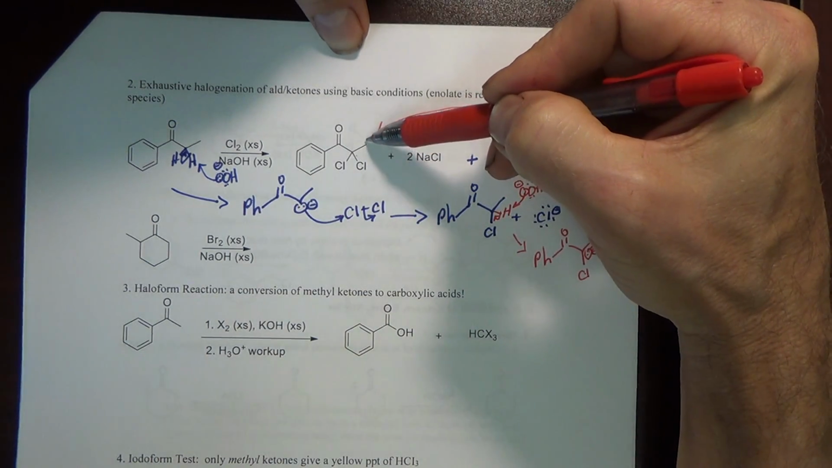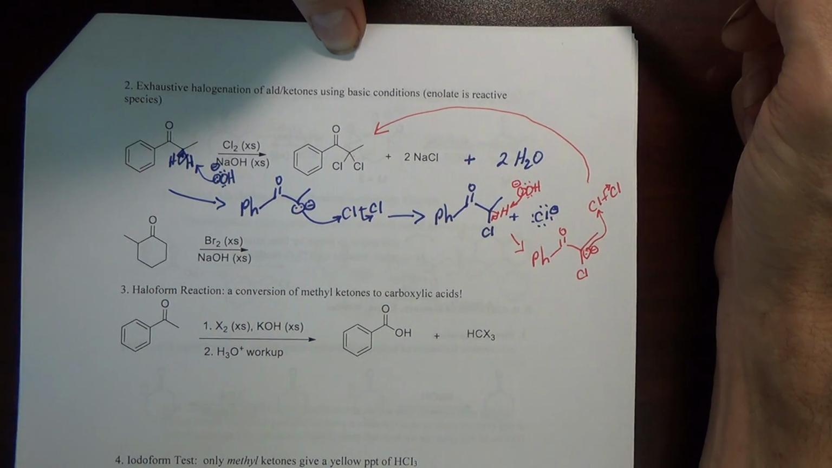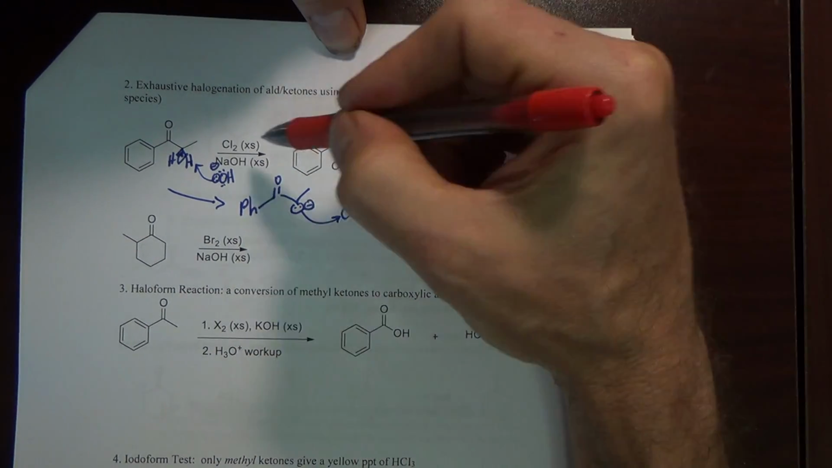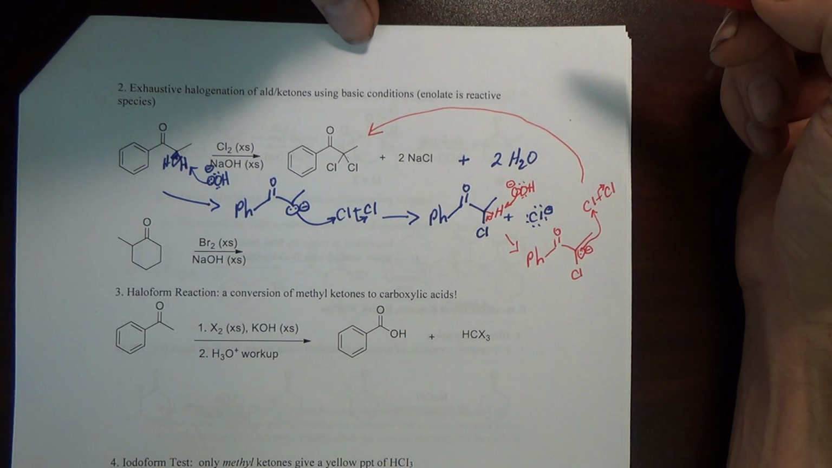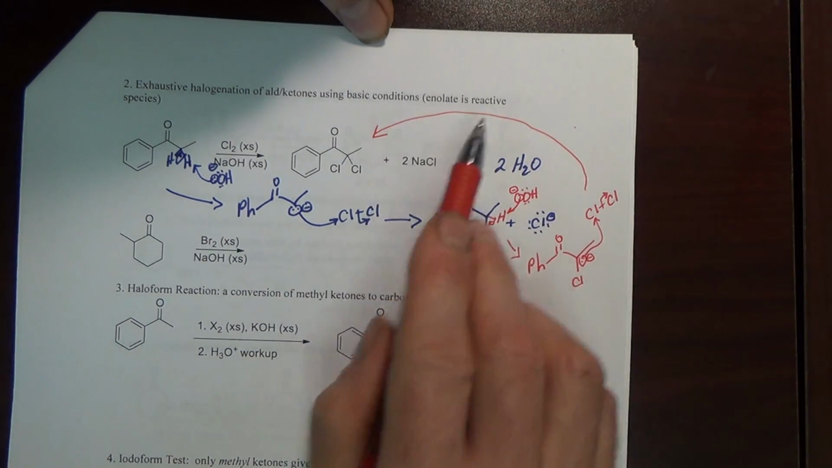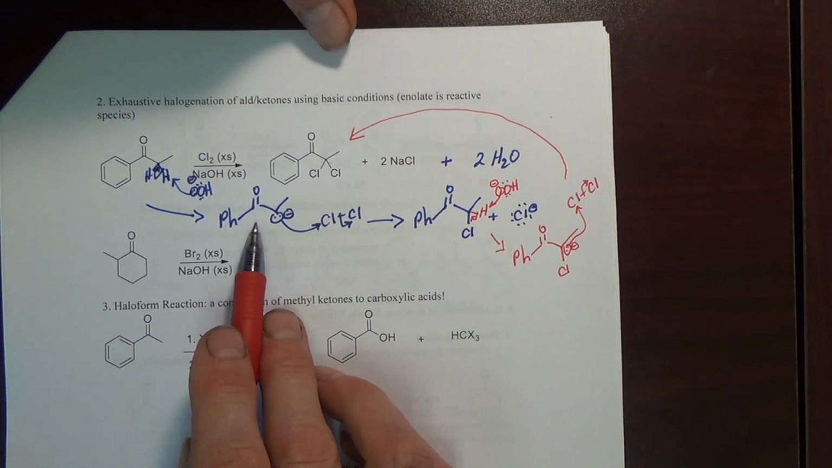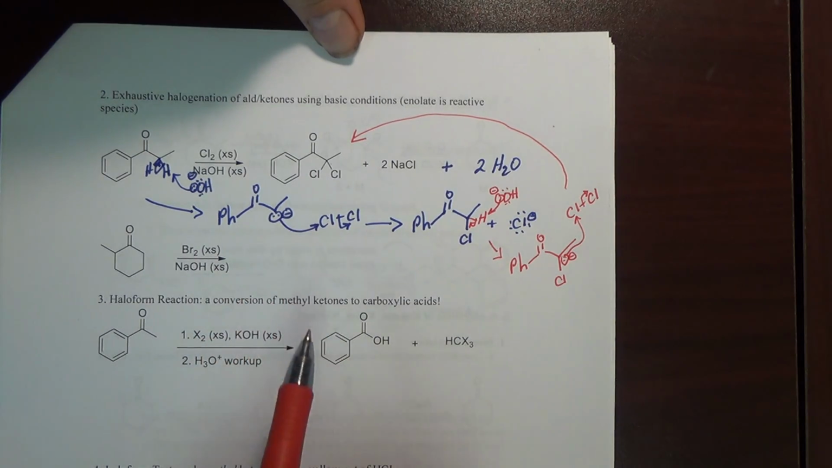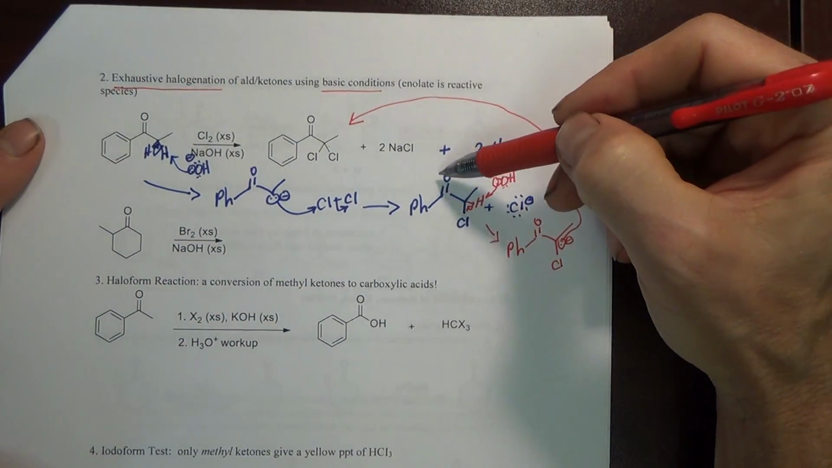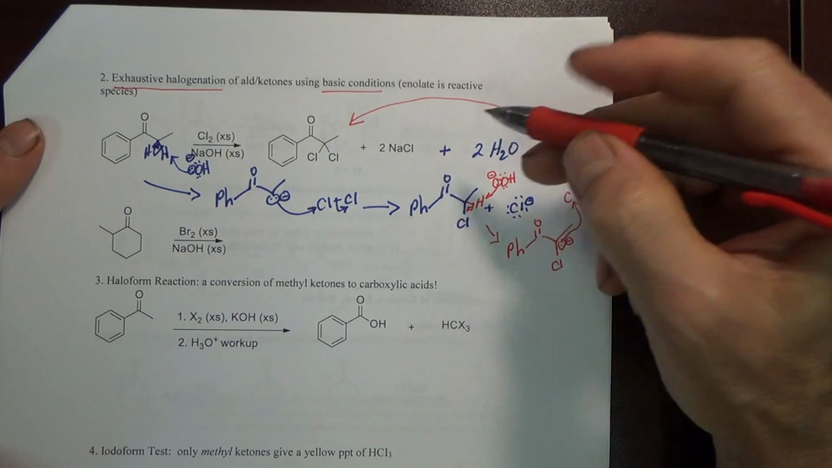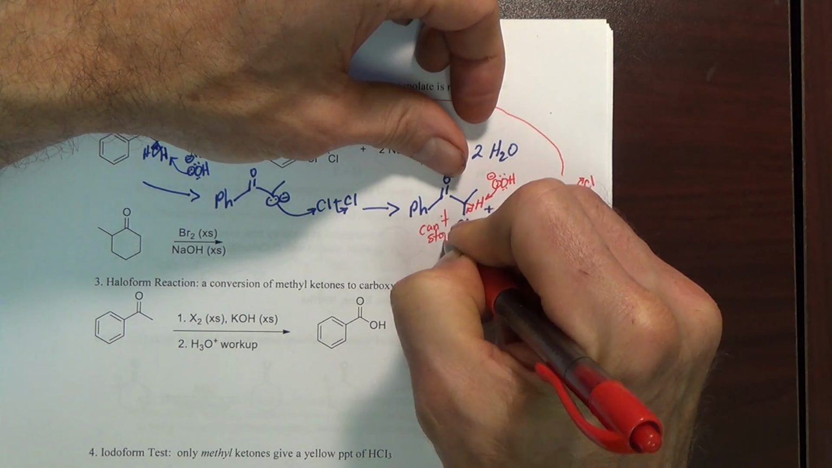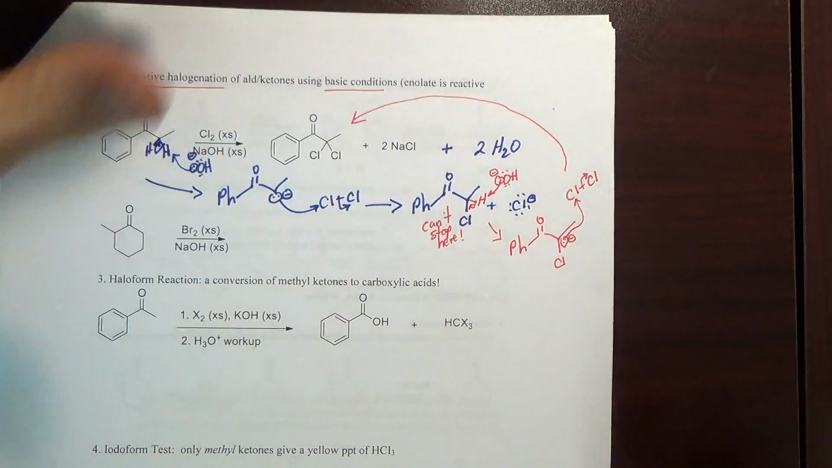The CHs on the beta carbon are not acidic at all. They have a pKa of about 40. Not going to deprotonate them with hydroxide. Okay. Now, so the enolate is our reactive species, the nucleophile. Now under basic conditions, it's always going to be exhaustive, because you cannot just put on one chlorine. Can't stop here.